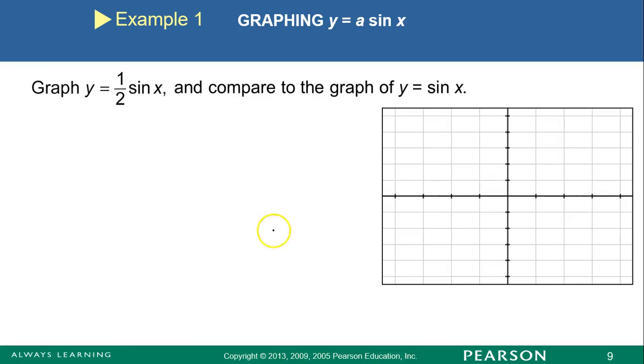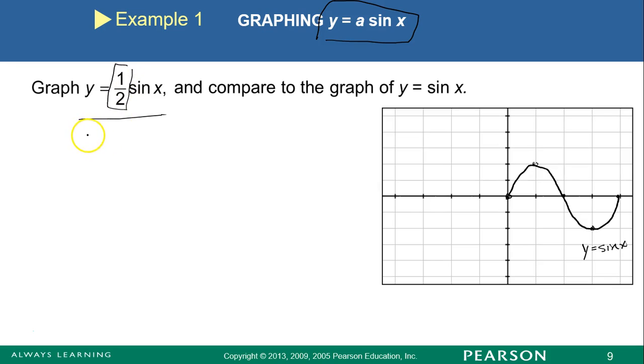Okay, we're going to be graphing this function right here and compare it to the graph of y equals sine of x. I'm going to go ahead and graph y equals sine of x. Here I just graphed one full period, and this is y equals sine of x right there. And how this graph compares, this is the function that we have, y equals a times sine of x. And notice our value of a is 1/2.